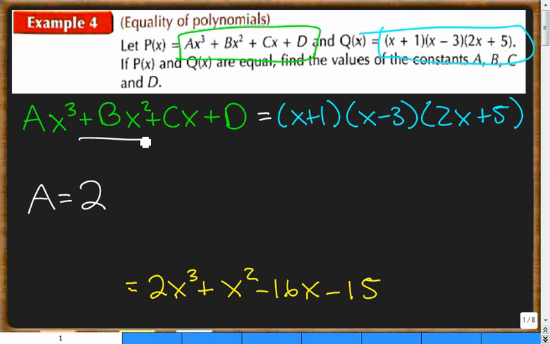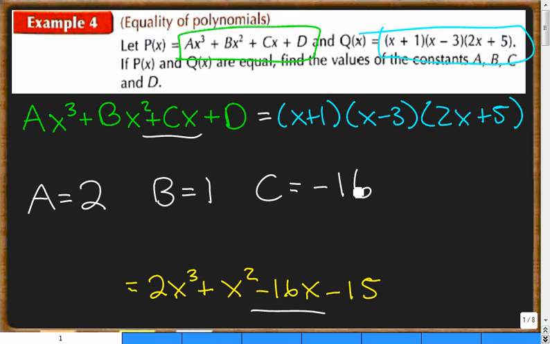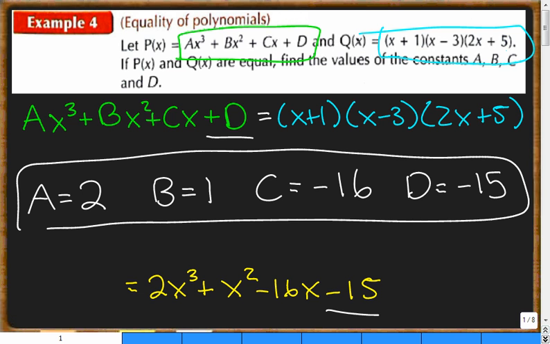And if we have bx squared here and a positive x squared here, then that would make b equal to 1. And if we have cx here and negative 16x here, then c would equal negative 16. And if we just have a positive d left and a negative 15 left, then d would have to equal negative 15. So this is our final solution for this problem.